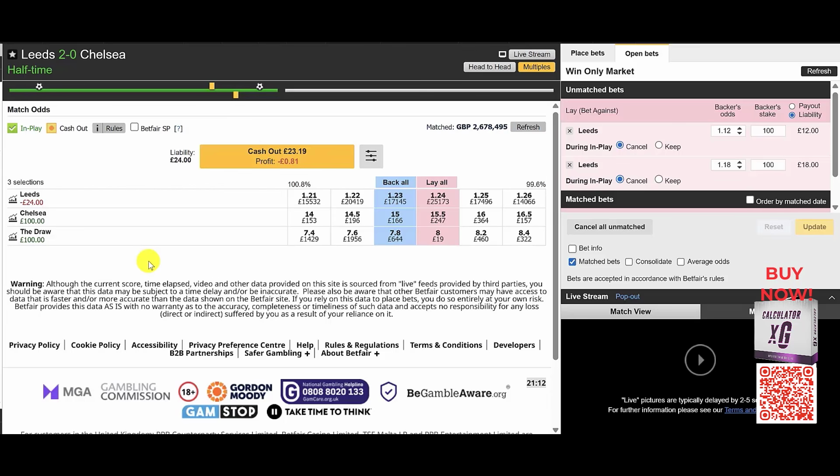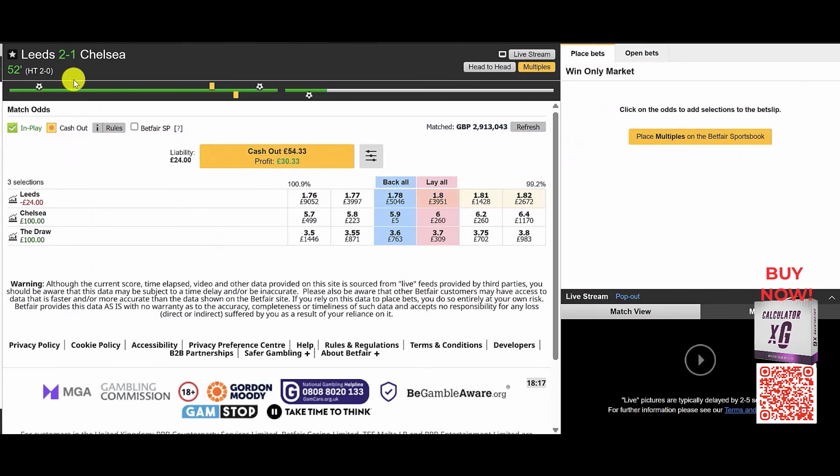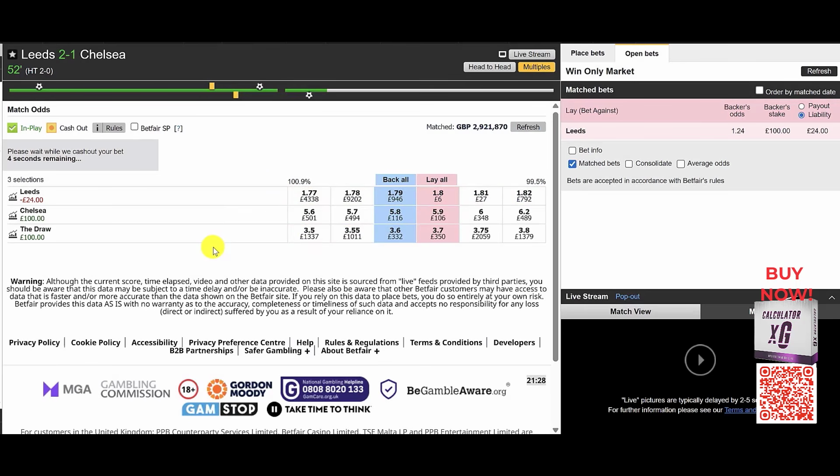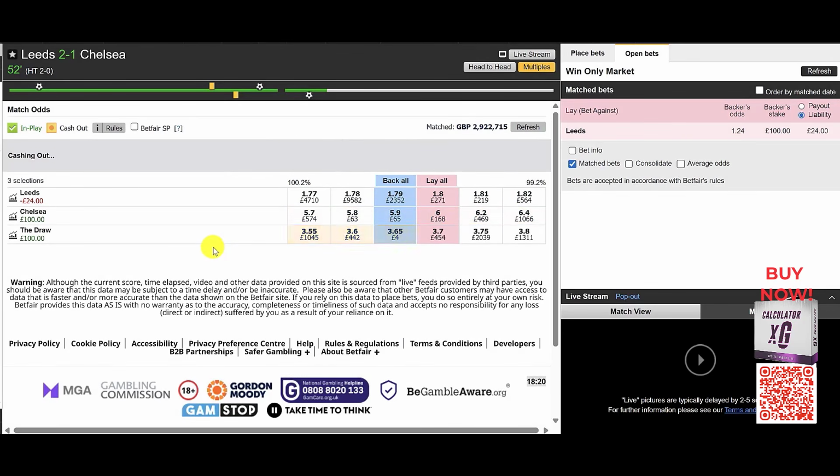2-0 up against Chelsea. We only need one goal to swing the odds in a profitable way for us. Let's see what happens. Leeds 2, Chelsea 0. 52 minutes, it's Leeds 2, Chelsea 1. So as we said, you're only going to need one goal to swing the odds, and we laid Leeds here at 1.24, and their odds are already out to 1.78. So we can just lock that in as an instant return and just be done with this. That's all we're looking for.